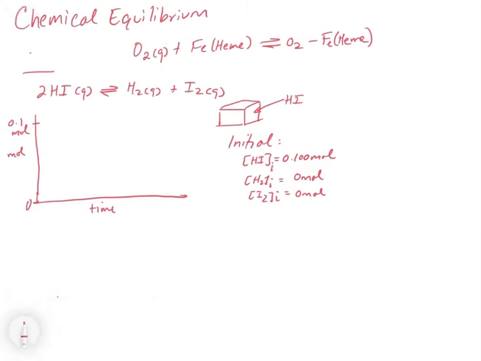So our starting point for the HI is going to be up here at the 0.1 mole marker, and we're also going to put on here 0.5 and 0.25 just as other markers to keep us in place. Now, if you think about this, we can write the rate of the forward. The rate of the forward is going to equal k of the forward, the rate constant for the forward, times the concentration of HI.